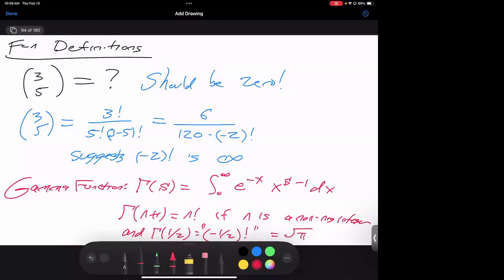If we want to define n choose k as the number of ways of choosing k objects from n, 3 choose 5 should be 0. And this is suggesting that if I want to extend the definition of the factorial, the only thing that would make sense for negative integers would be to make it equal to infinity. Okay.